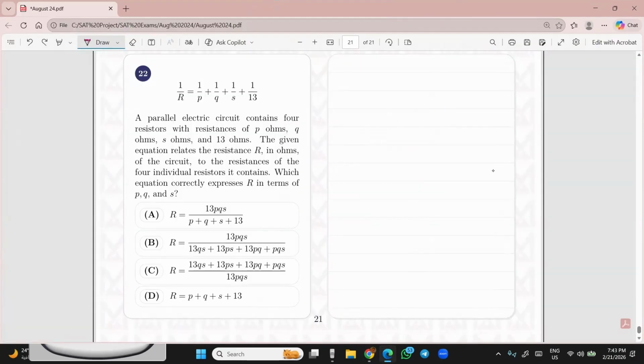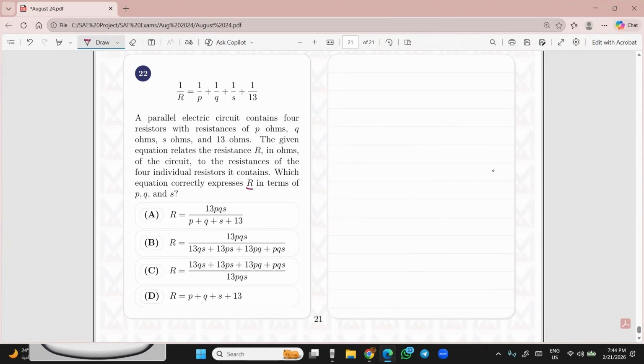Question number 22. 1 over r is equal to 1 over p plus 1 over q plus 1 over s plus 1 over 13. A parallel electric circuit contains 4 resistors with resistances of p ohms, q ohms, s ohms, and 13 ohms. The given equation relates the resistance R in ohms of the circuit to the resistance of the 4 individual resistors it contains. Which equation correctly expresses R in terms of p, q, and s?